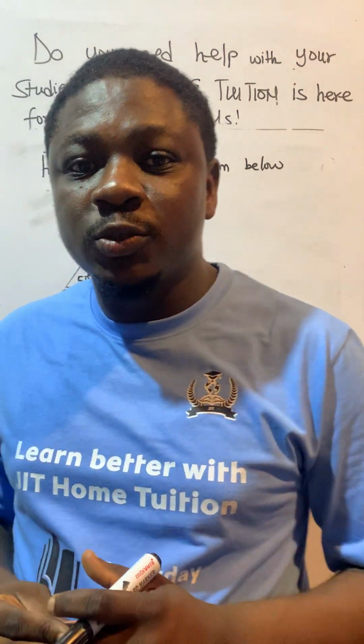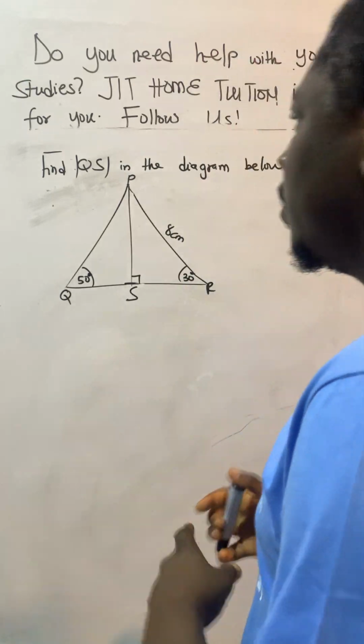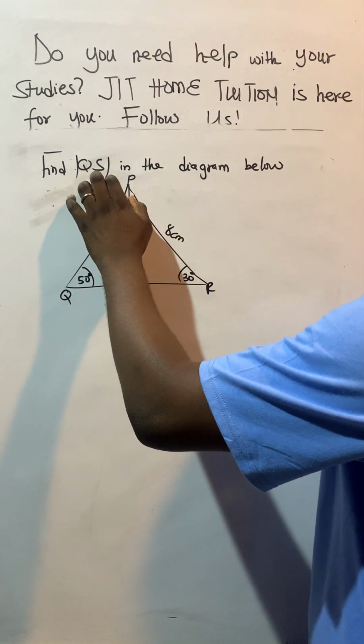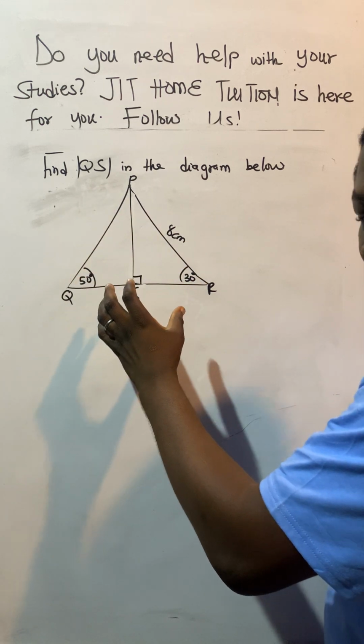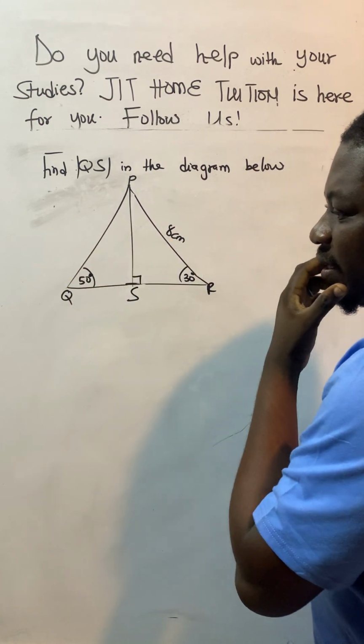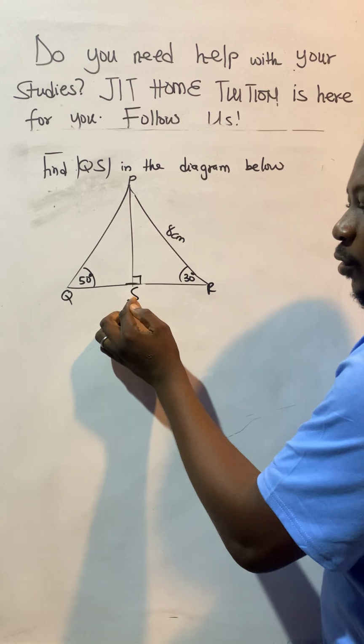So today we have this question on the board to solve. The question is saying that find the length of QX in the diagram below. This is the diagram, and the question wants you to find the length of QX. Now, what is the length of QX? It is from this side to this side.